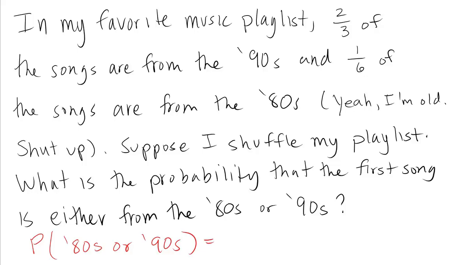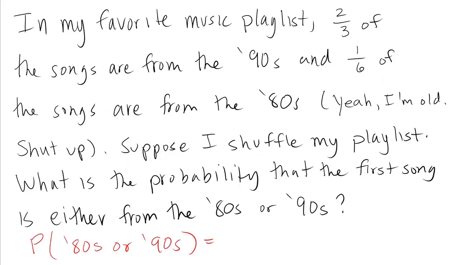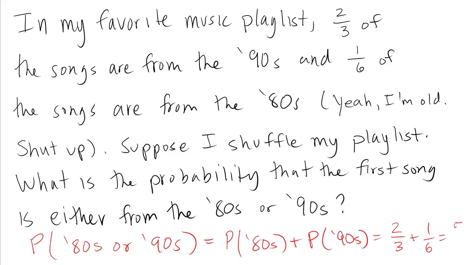If we assume the two events are mutually exclusive, then we can apply this special addition rule, which says that the probability that either A or B occurs is equal to the probability of A plus the probability of B. That is dependent on the two events being mutually exclusive, but we've said we can assume that here. So this is just the probability that it came from the 80s plus the probability that it came from the 90s, and that's 2/3 plus 1/6, which is 5/6.